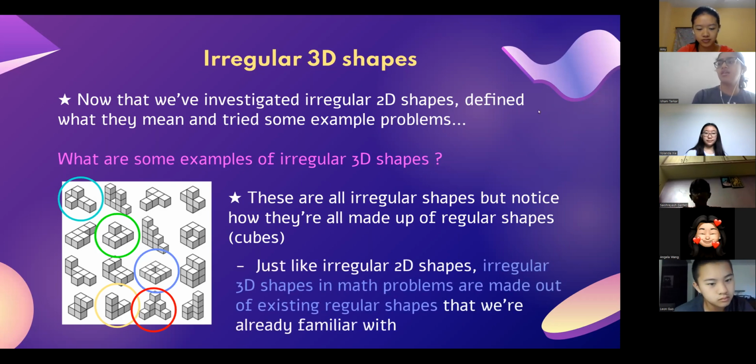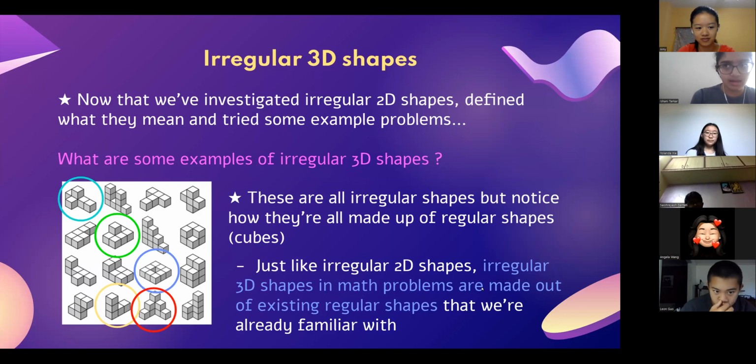Okay, so just like irregular 2D shapes, irregular 3D shapes exist in math problems and are made out of existing regular shapes you're already familiar with. In this example, they were made out of cubes. But in other scenarios, like an ice cream cone, they'd be made out of hemispheres and cones.